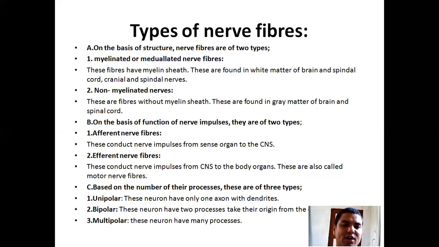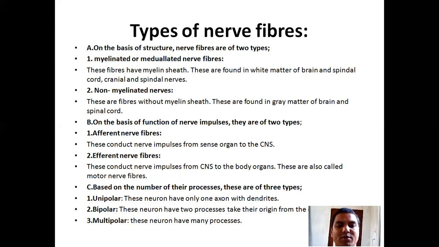On the basis of function of nerve impulses, there are two types of nerve fiber. They are afferent nerve fibers and efferent nerve fibers. Afferent nerve fibers conduct nerve impulses from the sense organs to the central nervous system. Efferent nerve fibers conduct nerve impulses from the central nervous system to the body organs. These are also called motor nerve fibers.